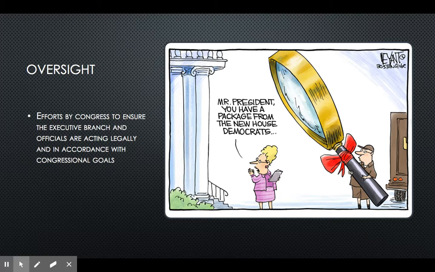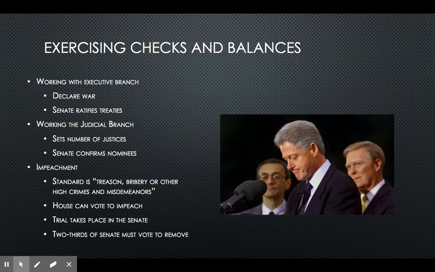Okay, so let's look at oversight. So this is efforts by Congress to ensure the executive branch and its officials are acting legally and in accordance with congressional goals. Okay, so this is how they are going to check the other branches of government, especially the executive branch. So how do they work with the executive branch? Well, the president does not have the power to declare war. That goes to Congress. They also ratify treaties. So the president can negotiate treaties with foreign countries, but the Senate has to ratify them. Okay, so a 2/3 vote in the Senate to ratify treaties.